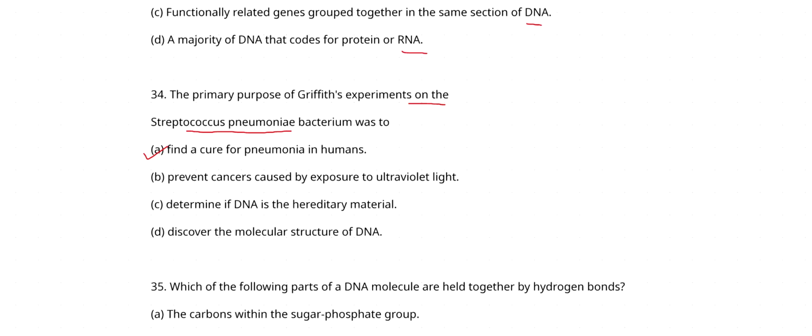Okay, next question. Which of the following parts of a DNA molecule are held together by hydrogen bonds? A. The carbons within the sugar-phosphate group; B. The carbons within the nitrogen-containing bases; C. Nucleotide bases on opposite strands of the helix; D. Successive nucleotides within a single strand of the helix. The answer will be C, that is nucleotide bases on opposite strands of the helix, because hydrogen bonds connect the bases on opposite strands of the DNA molecule, which is the reason that the helix can be unwound and separated relatively easily. All other bonds in the molecule are covalent.